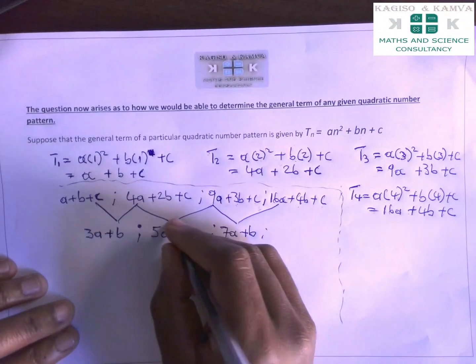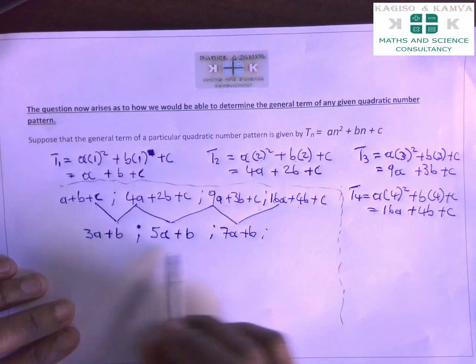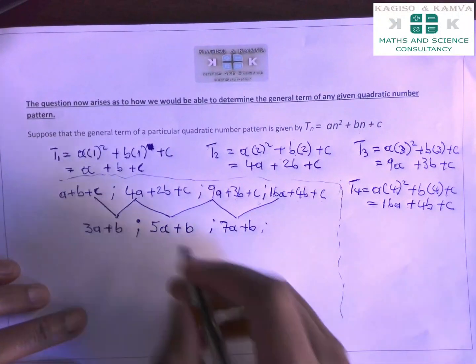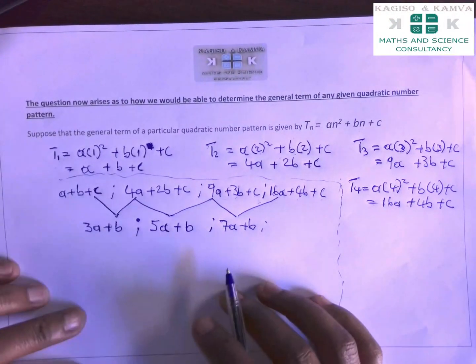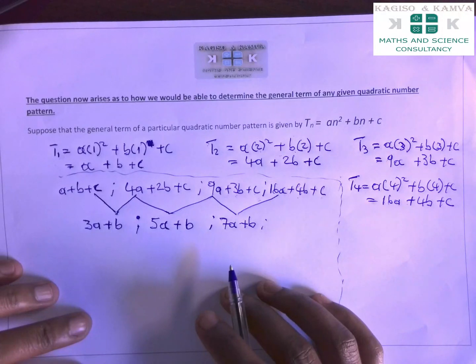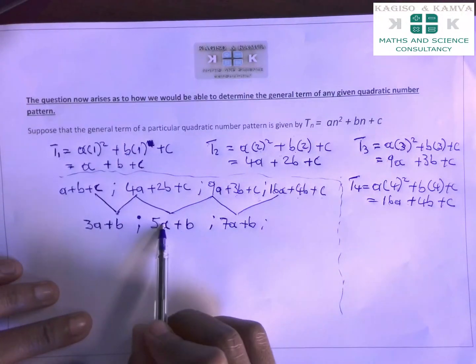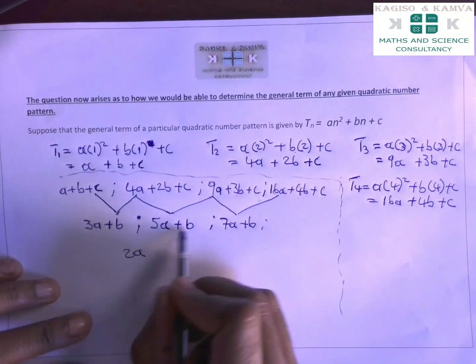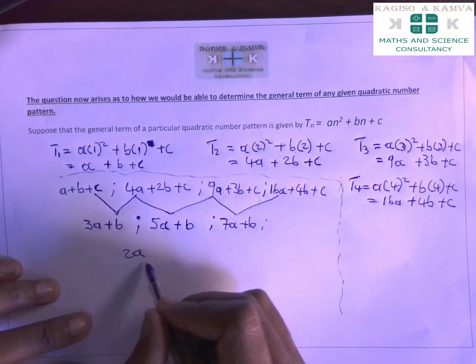Okay, this is our first difference. Now we need to get the second difference. So this is going to be 5a minus 3a. We are going to get 2a. b minus b is 0, so we are just left with 2a.